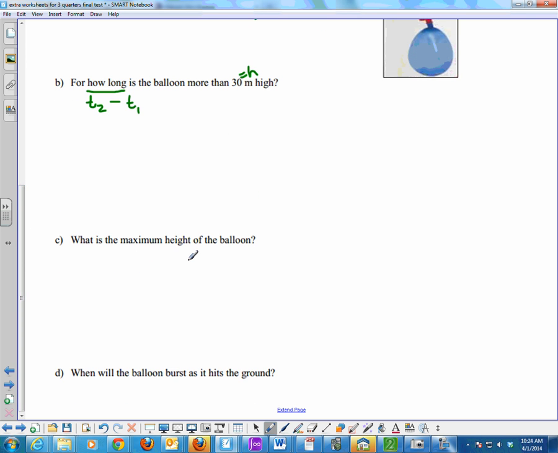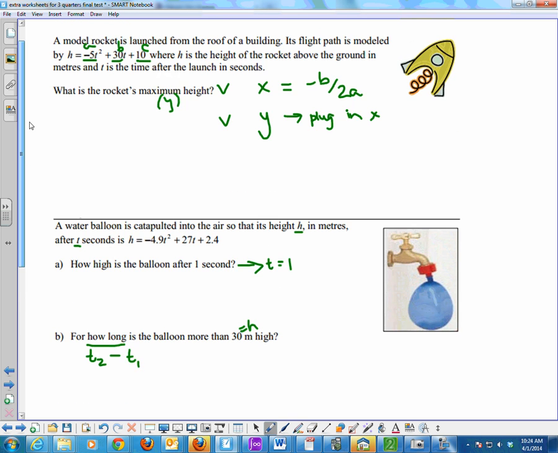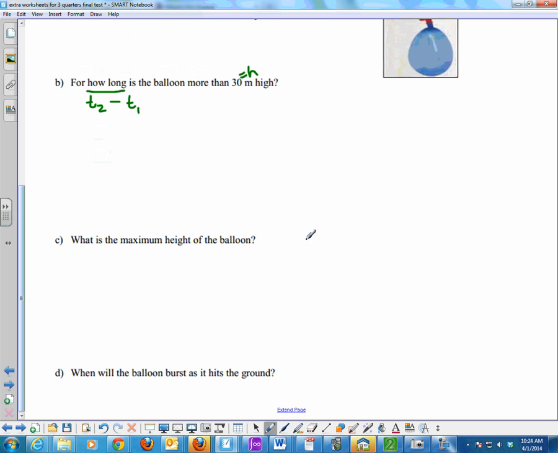Maximum height of the balloon, this is much like the first question here with the rocket. The vertex x is negative b over 2a. And then to get the height, you're going to plug that value in.